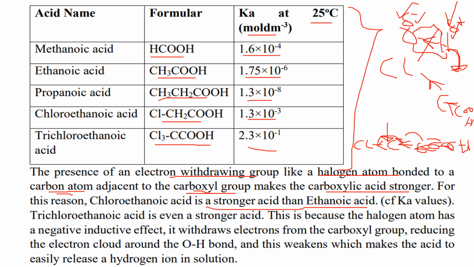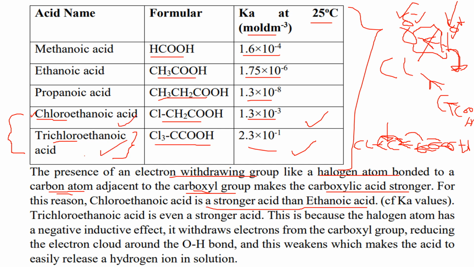Now let's look at the trichloroethanoic acid. You should realize that this one and this one both show the same effect, but here we only had one chlorine atom. That means the negative inductive effect was less here, but here we are having 3 halogen atoms. That means that here the negative inductive effect is going to be very much. Therefore we expect this one to be more strongly acidic than this one, because here we are having more electron withdrawing groups compared to this one.